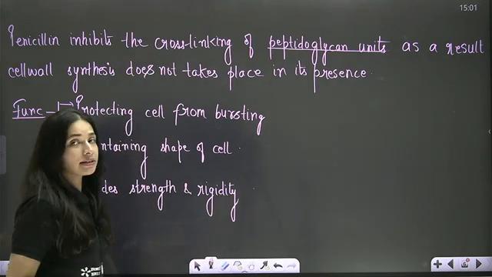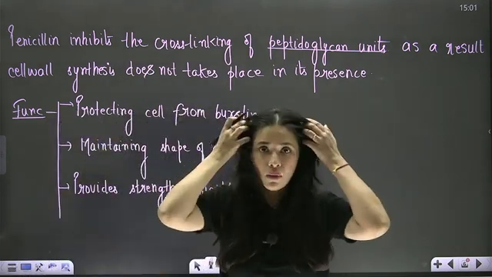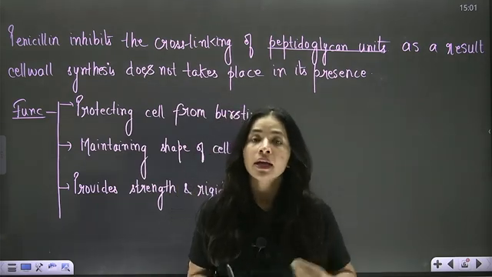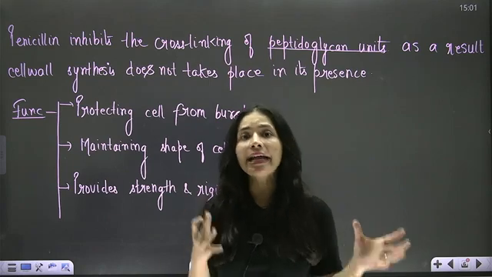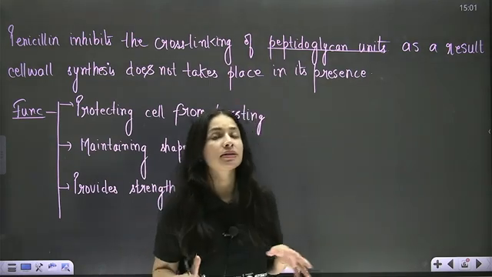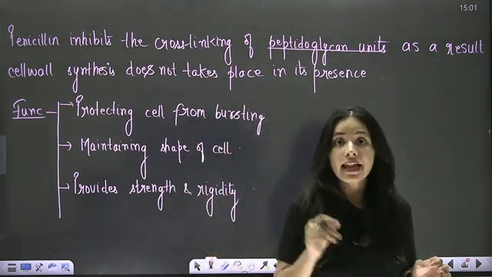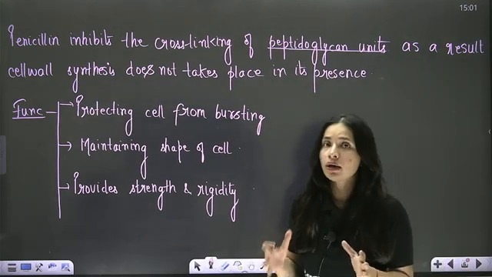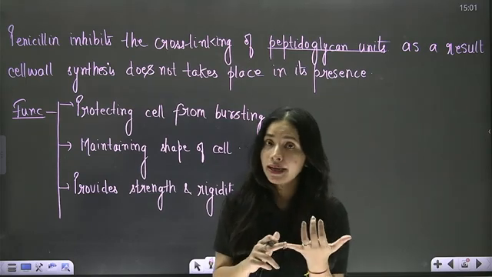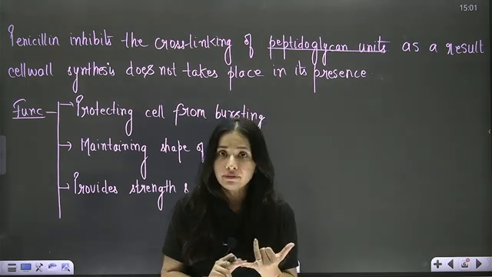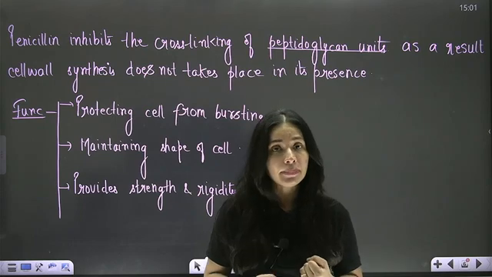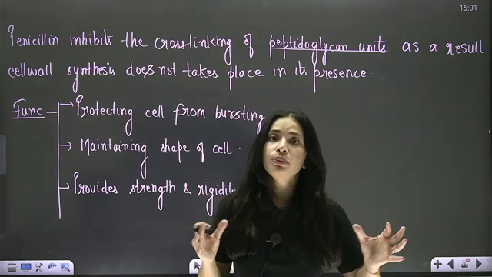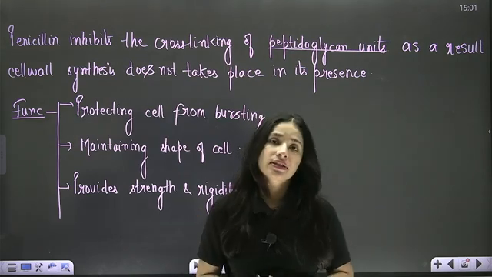Correct? So these are some important functions of the cell wall. I hope the cell wall is also clear to everyone. Now proceeding with the third and the innermost layer of the cell envelope, that is the cell membrane. Now unlike the cell wall, the cell membrane is a living layer. It is selectively permeable. Selectively permeable means it will allow selected material to move in and out of the cell.